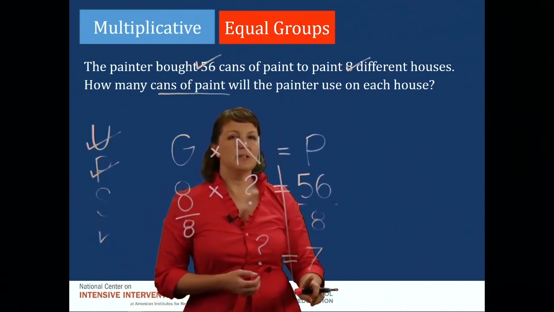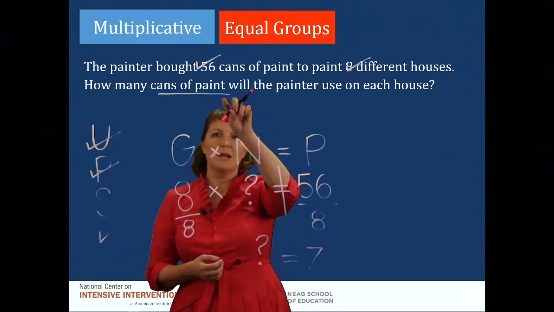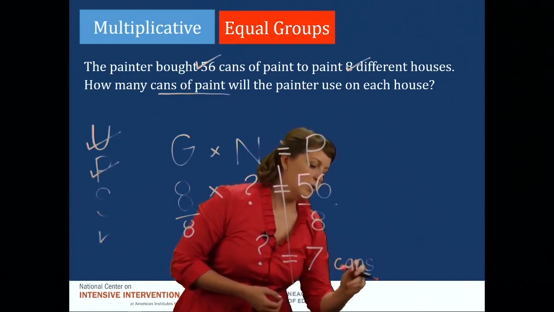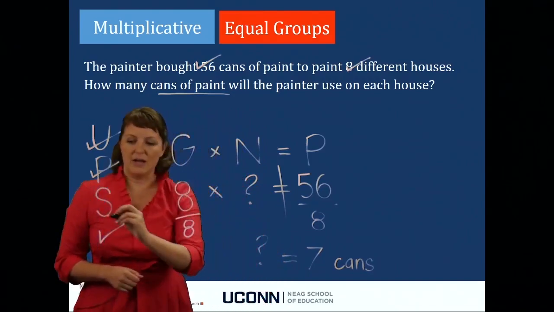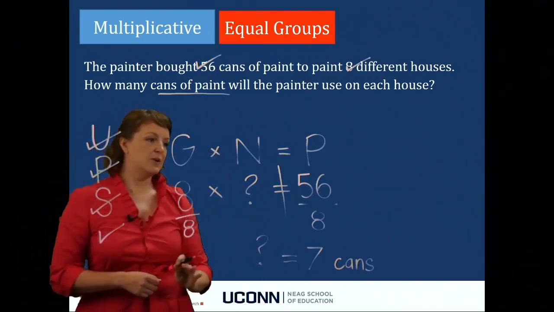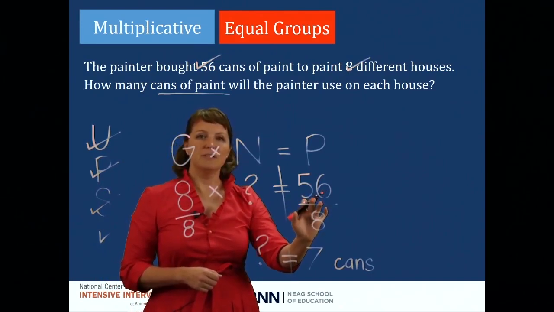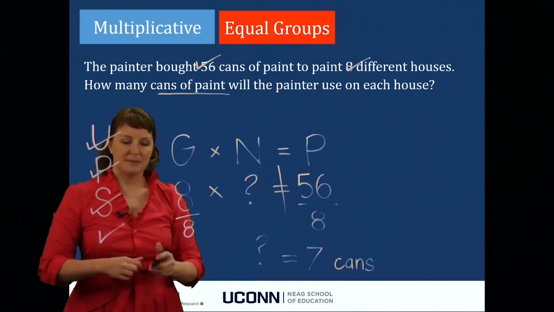And remember, I don't want to leave this 7 by itself. I'm always going to use a label for this. What were we asking about? We were asking about the cans of paint for each house. So I'll put cans as my word problem label. And so I've got my problem solved. And if I wanted to go back and check, I could say 8 times 7 does it equal 56, or 56 divided by 7 equals 8.